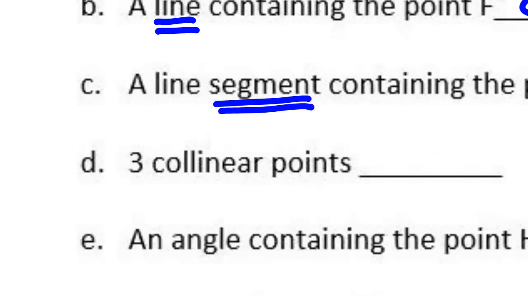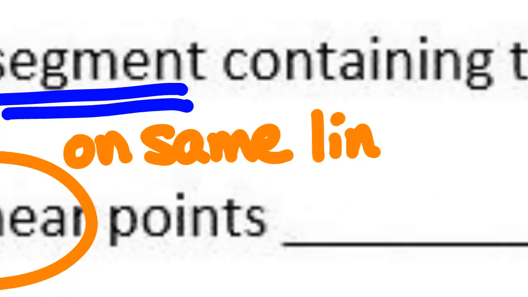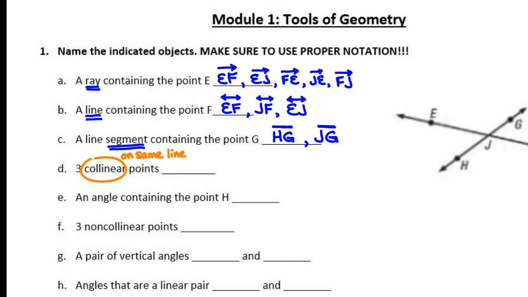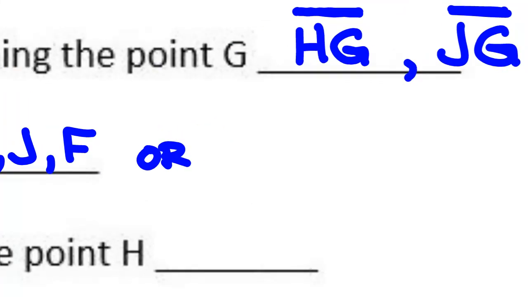Number 3, collinear points. What does it mean to be collinear? All on the same line together. So points E, J, and F are all on the same line together. Or you could answer what? And it would still be 3 points that are all on the same line. H, J, and G.